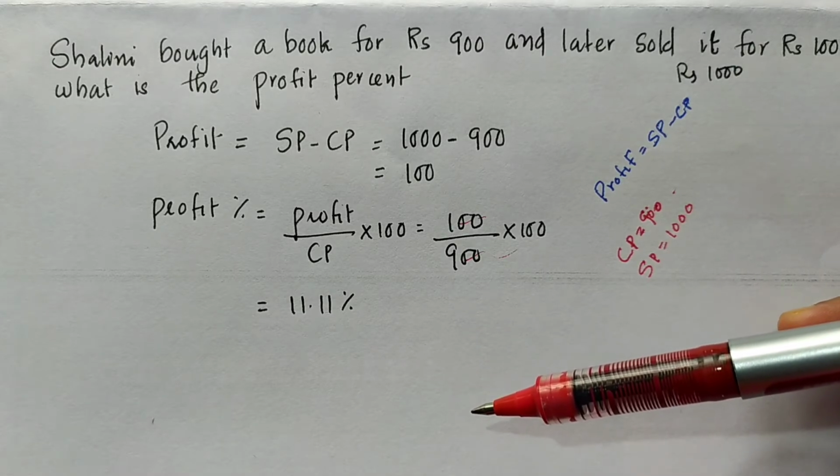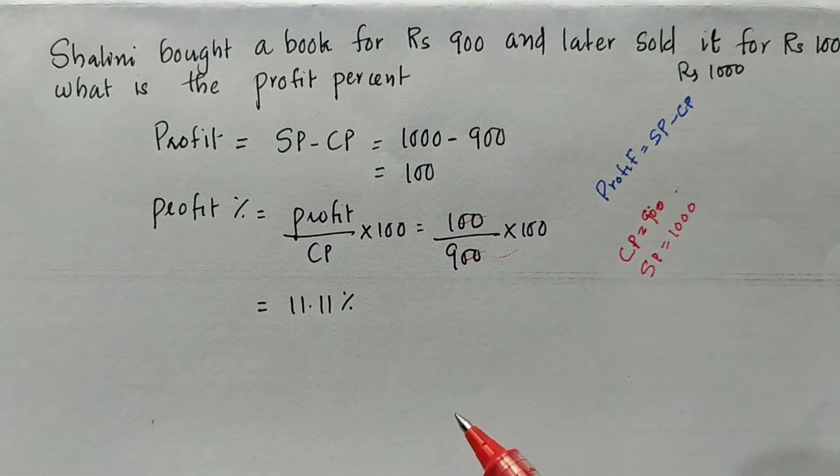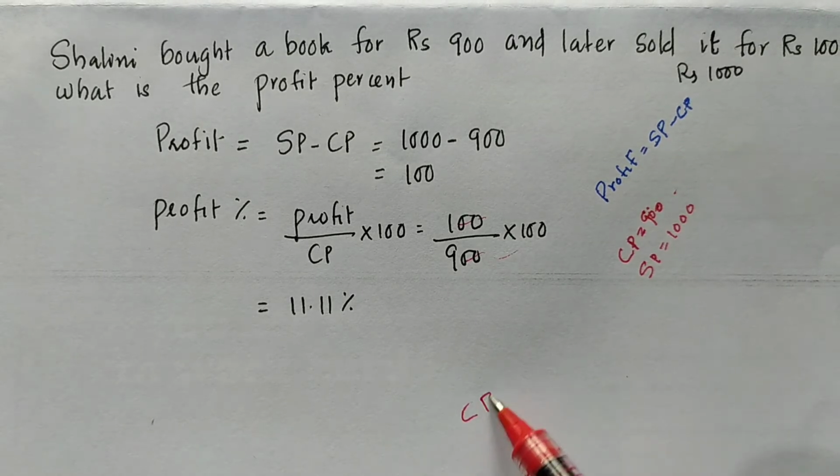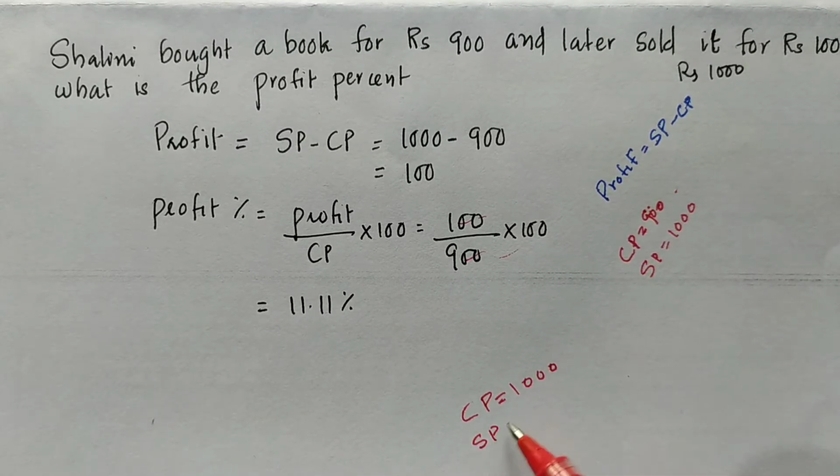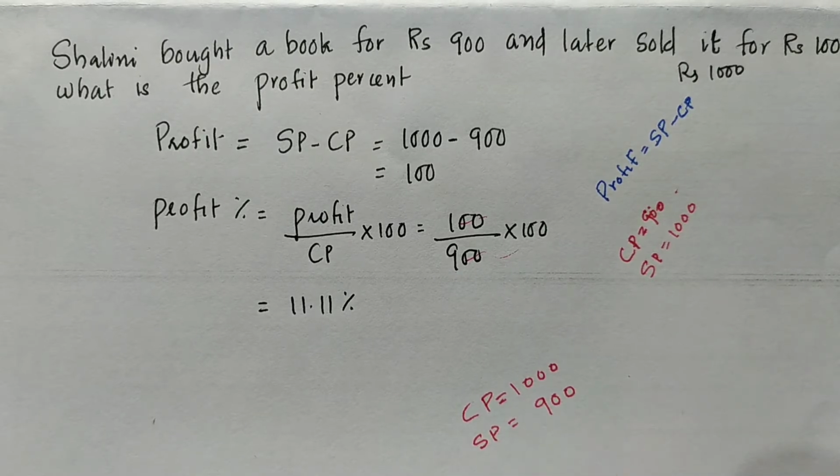11.11. So that will be the profit percentage. So what if the cost price was 1000 and selling price was 900? There will be a loss, right? Because CP is more than selling price. So what will be the loss?